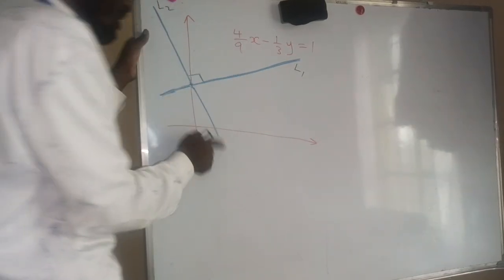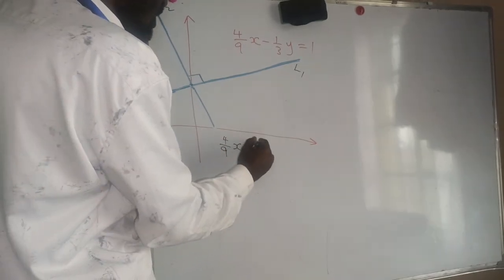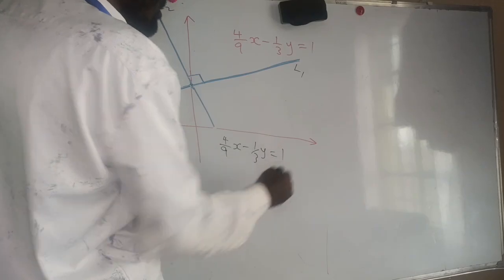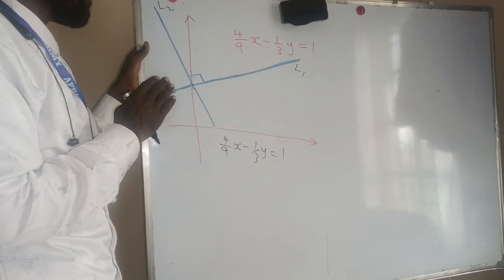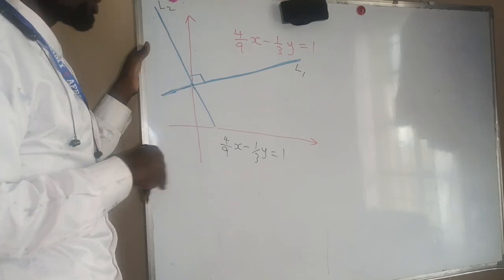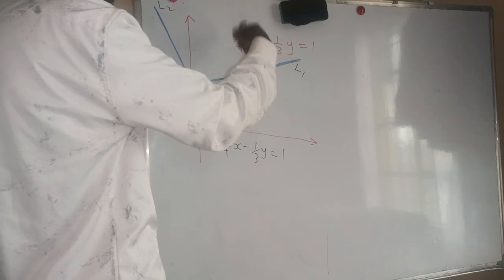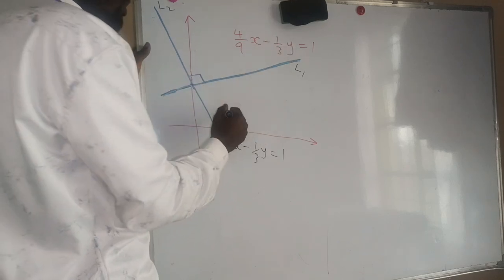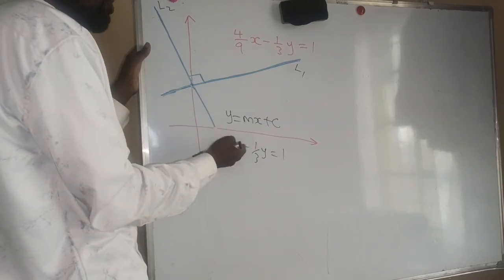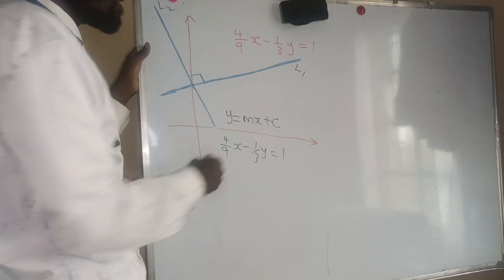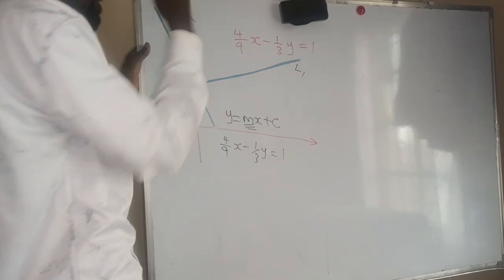So you'll come here and say 4 over 9x minus 1 over 3y equals 1. Remember, we can't do anything on line 2 at the moment. We do not have any coordinates whatsoever that are along that line L2. But we can maneuver around and first rewrite this equation of line 1 in the form y equals mx plus c. Once you have the equation in this form, it is easier for us to read off the gradient, which is m. And once we have the gradient of L1, we shall get the gradient of L2.